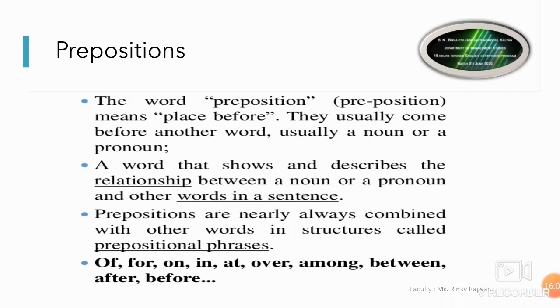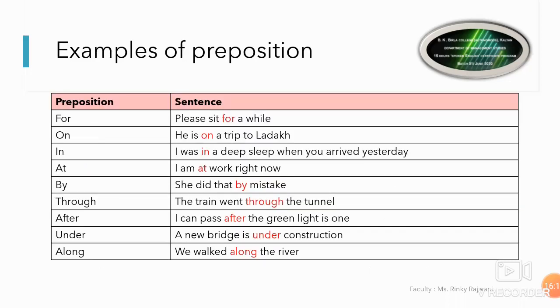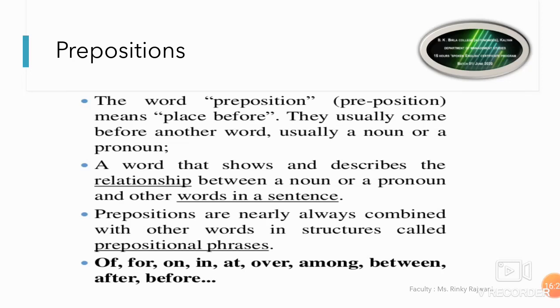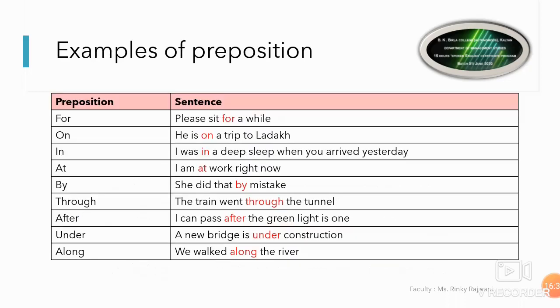So these are certain words which come before another word, and this other word can be either a noun or a pronoun. We will see examples to make it clear. This generally expresses or describes the relationship between a noun or a pronoun and other words. So it is a combination. Now let's see all these examples which I have mentioned, one by one.